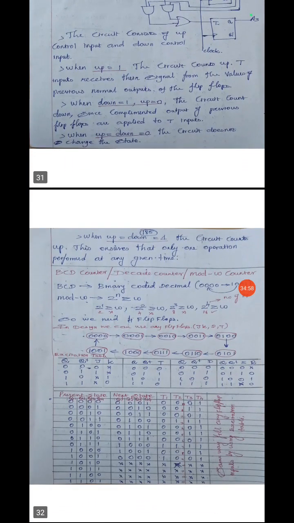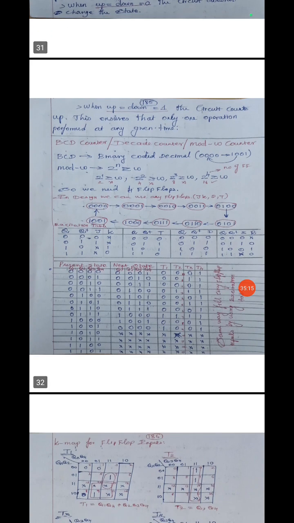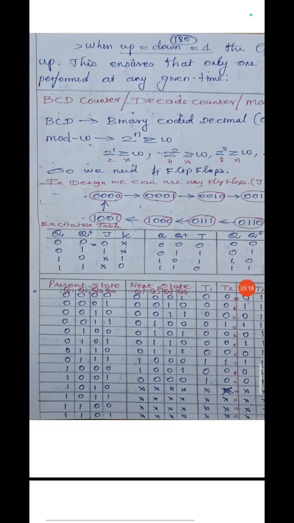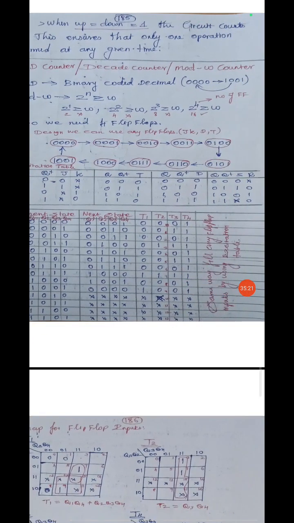Okay, then in the counter, another important counter is the bidirectional counter and universal counter. Universal counter is a very important question. Then BCD or decade or mod 10 counter. If you know this question and can understand this one, you can design any counter.